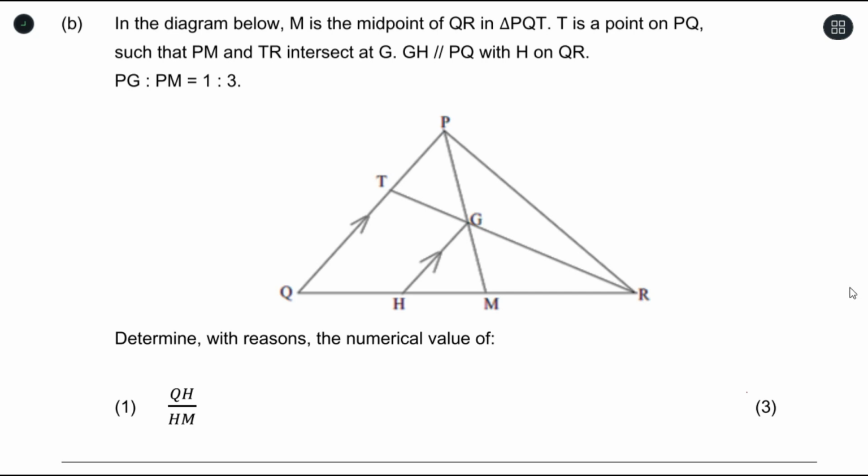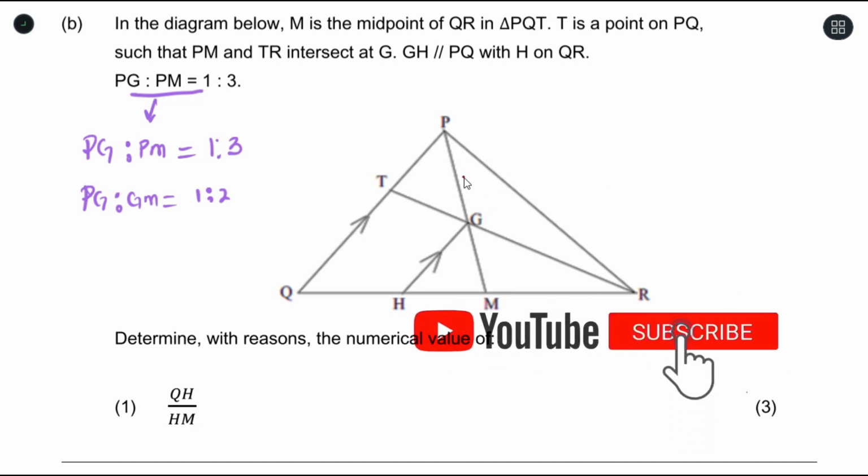Okay, so from this information that we're given, we understand that if PG ratio PM is equals to 1:3, because as you can see here, this is PG, this whole thing is PM, it would also mean that PG ratio GM would be 1:2, because if the entire length is 3, then from here to here would just be 2. Now if we write that in our diagram, we could say that this can be represented as 1K and this here can be represented as 2K.